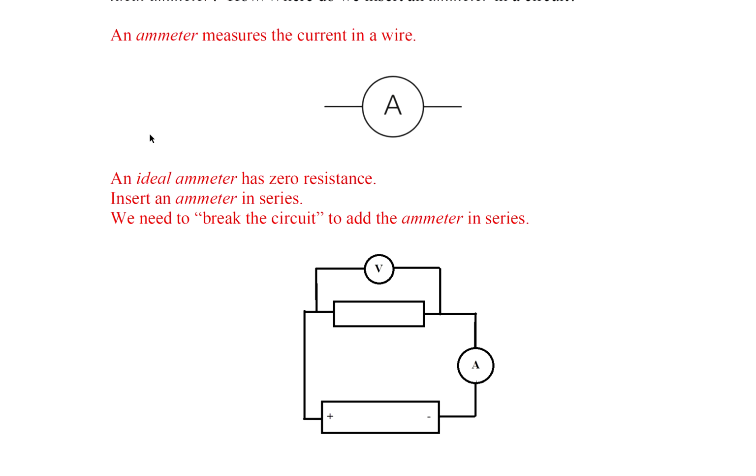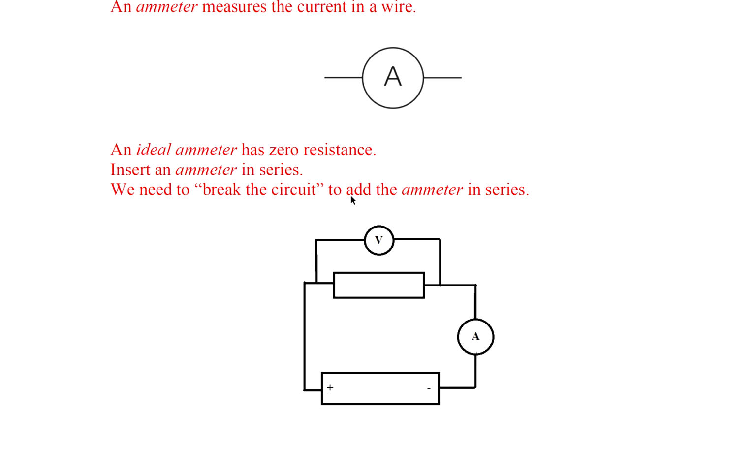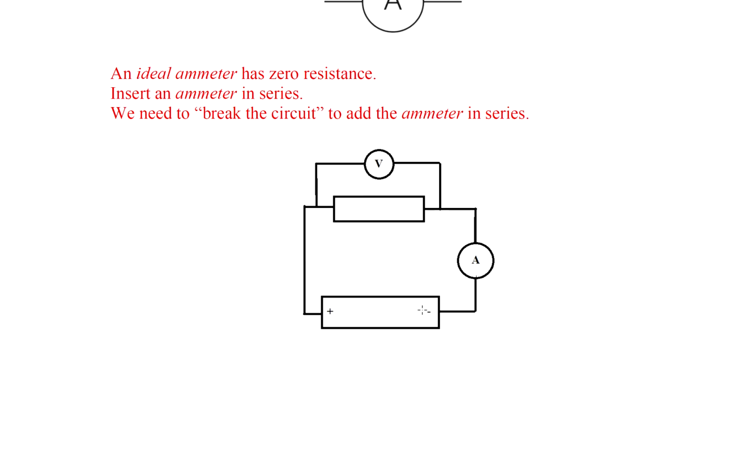We're going to insert an ammeter in series. So we need to break the circuit and add the ammeter in series. So you can see this battery was connected to a resistor. So we have to cut the wire and then put this ammeter in series.